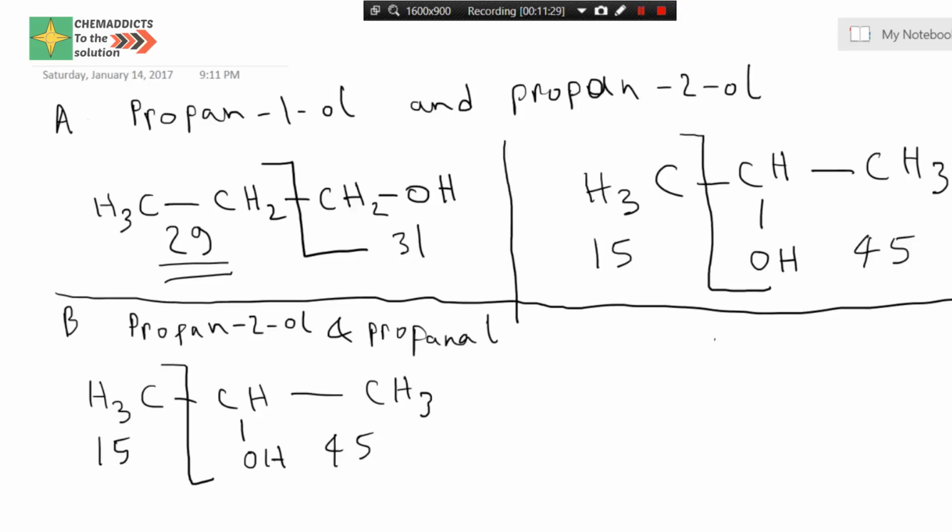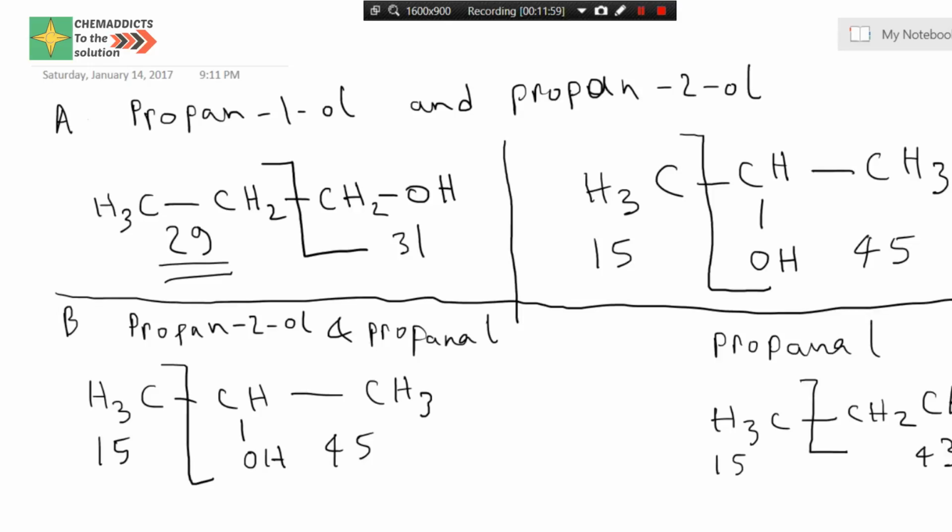And if we want to draw the structure for propanol, propanol looks like this, H3C, then CH2, CHO. Now we're gonna fragment just like this, so we're gonna end up getting like this. 15 on this side and 43 on this side. So as you can see, neither of these matches the information given in the question, that is 29. So B shouldn't be the answer.